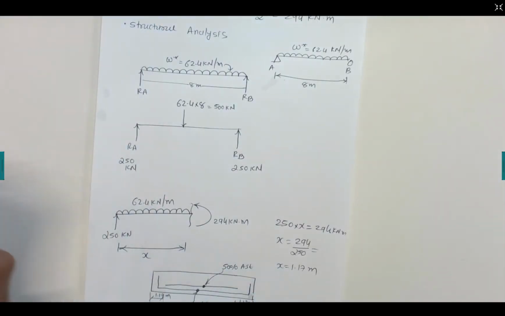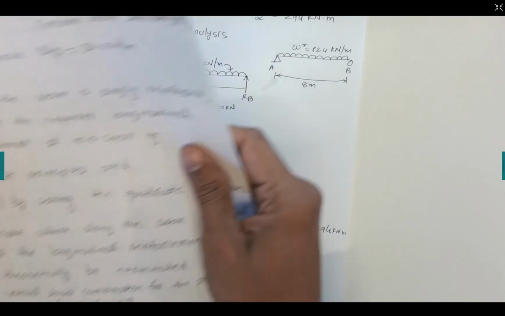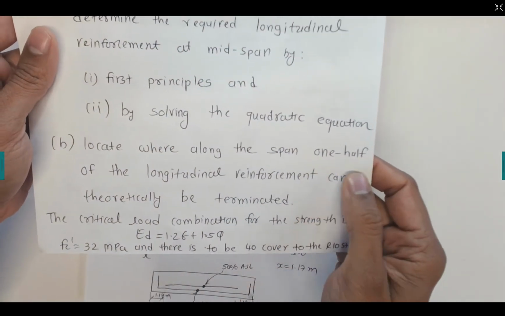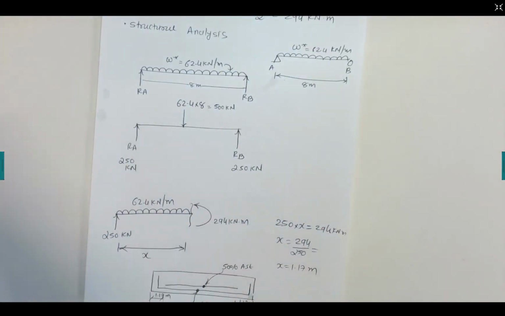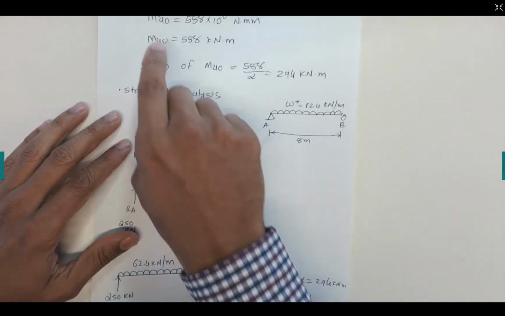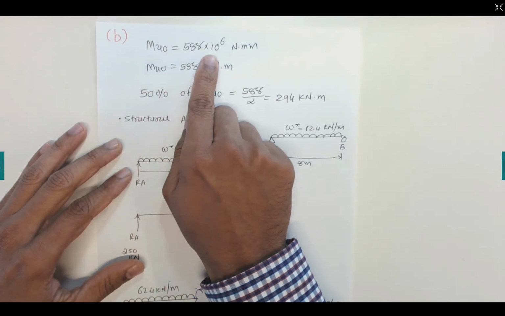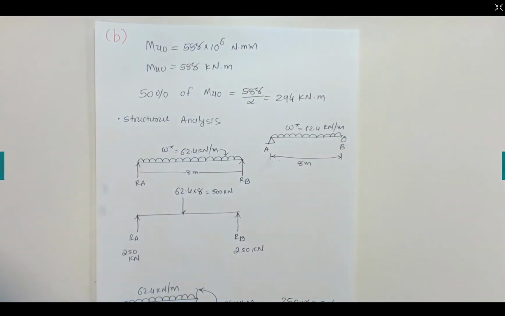Now there is a part B, where you need to locate where along the span half of the longitudinal reinforcement can theoretically be terminated. So we just need to take some notes. MUO we calculated 588 times 10 to the power 6. That MUO we calculated in the previous video.